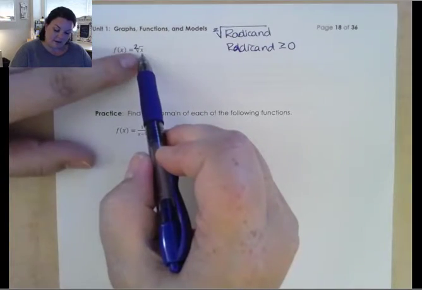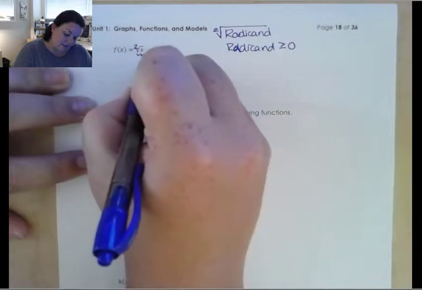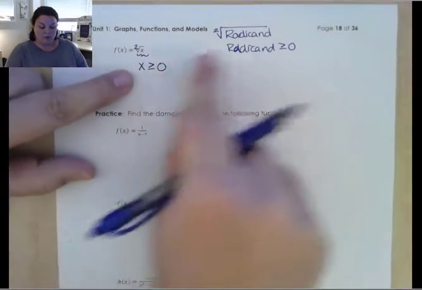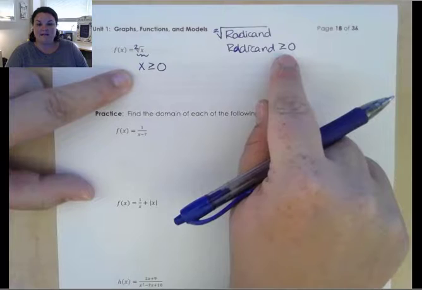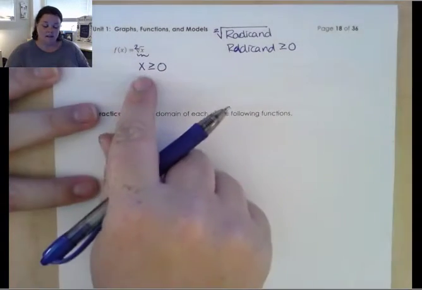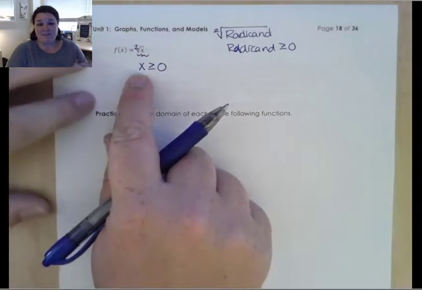So I'm going to take my radicand, which in this case is just x, right? So x has to be greater than or equal to 0. Now normally once I take the radicand and set it greater than or equal to 0, I would then have to solve and get x isolated. But in this case, since x was my radicand, I don't have anything left to solve for.